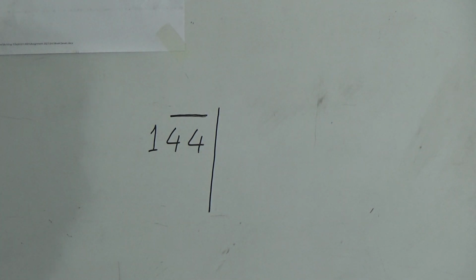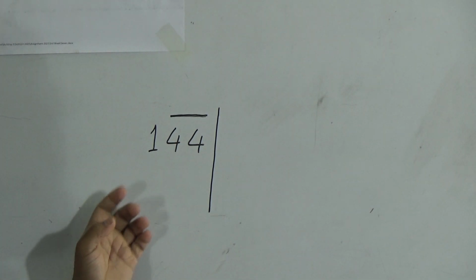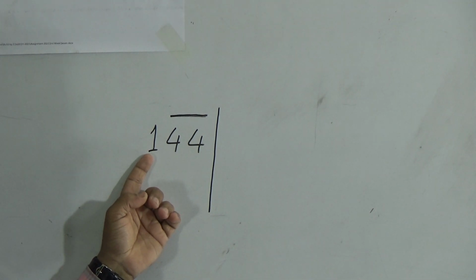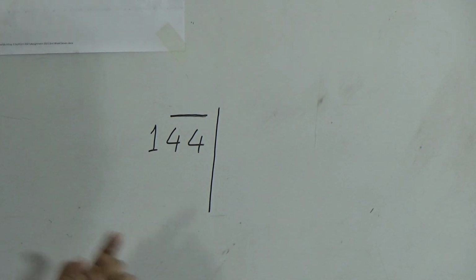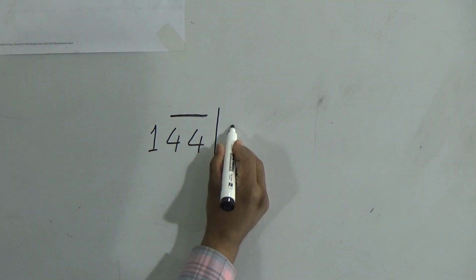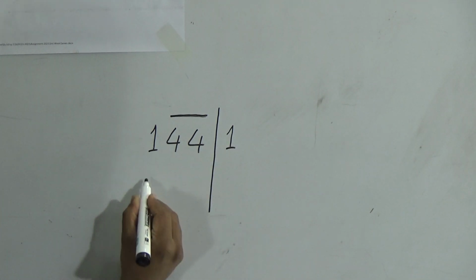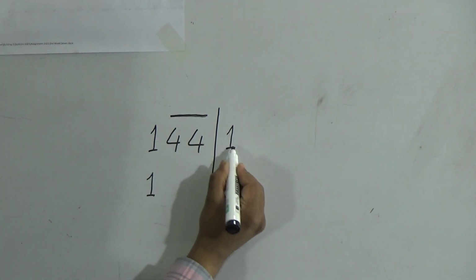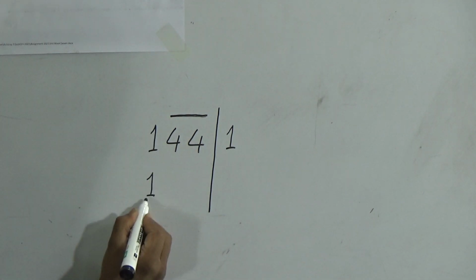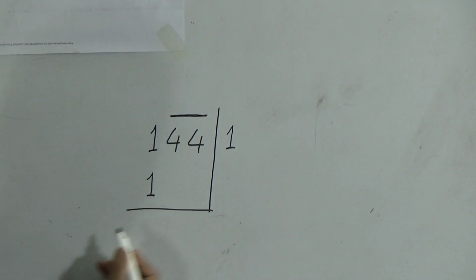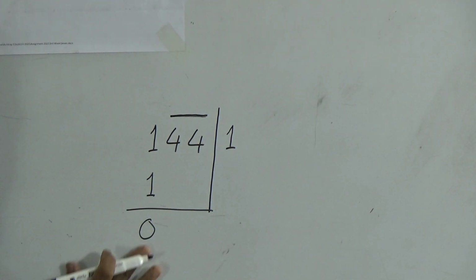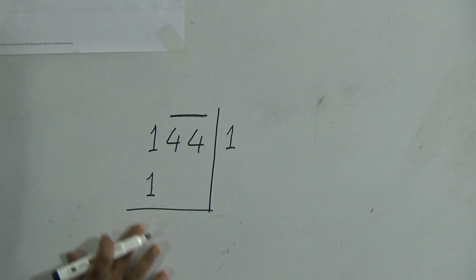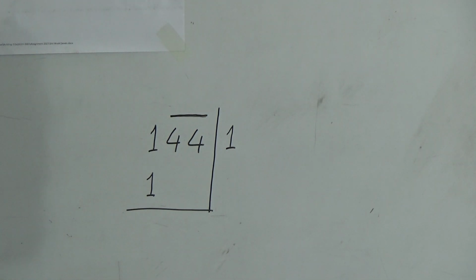After that, my dear students, we will find out the square root of 1. At first we will find out the square root of 1. The square root of 1 is what? The square root of 1 is 1. That means we should write down 1 here, then 1 ones are 1 here. Then we should subtract this one from that one. You will get 0. No need to write down 0. If you don't write down 0, it's okay, and if you write down 0, it is also okay.